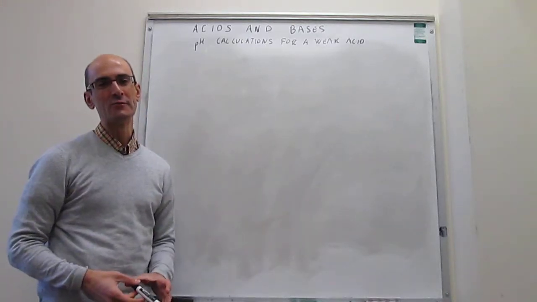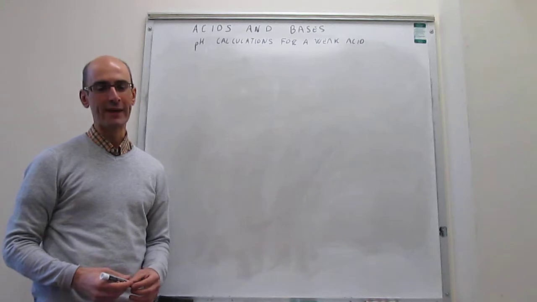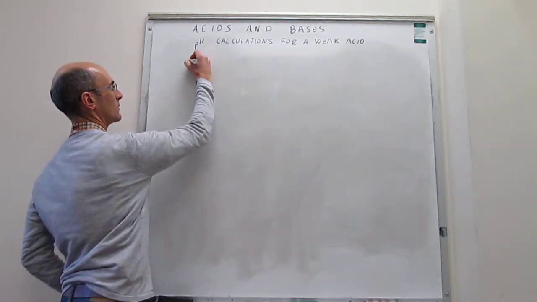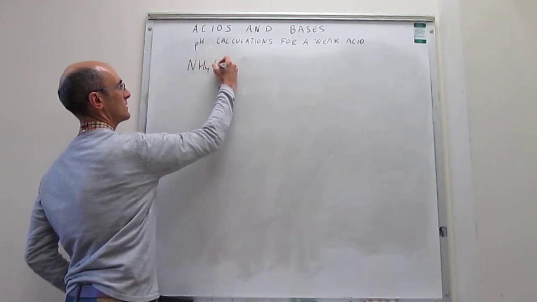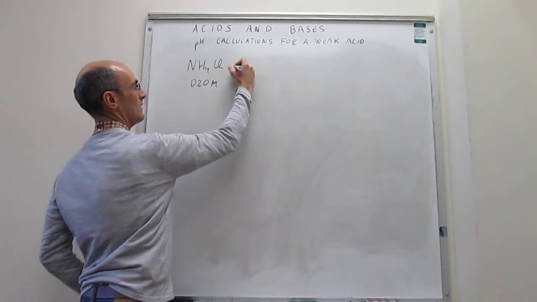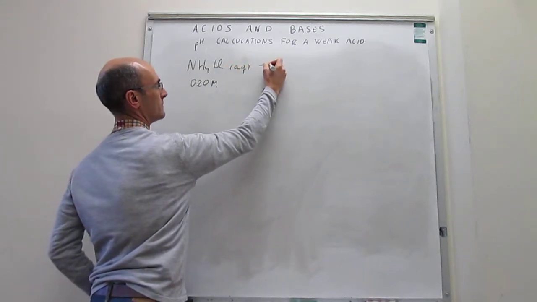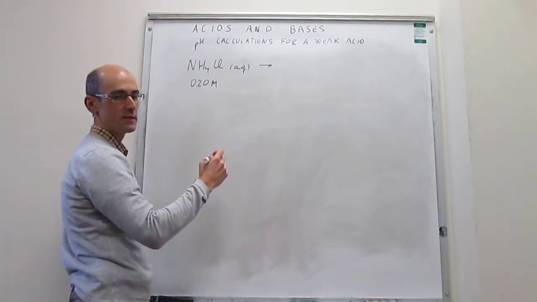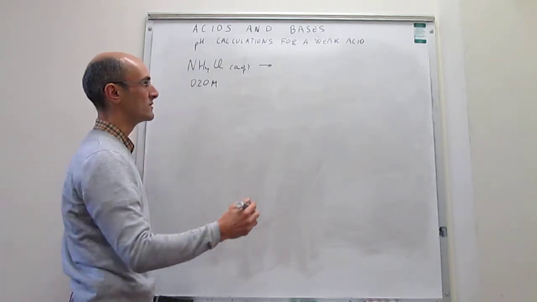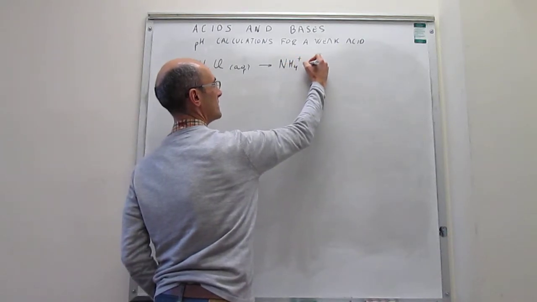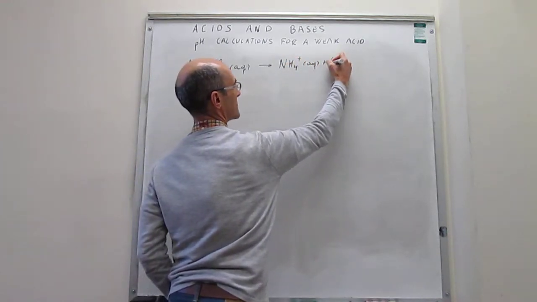In this video we learn how to calculate the pH for a weak acid solution. We're going to make a solution with ammonium chloride, which is a salt, and the concentration is going to be 0.20 molar. We put this in water, and this is a soluble ionic compound which dissociates into the constituent ions. So you're going to have ammonium ions on one side and also chloride ions.